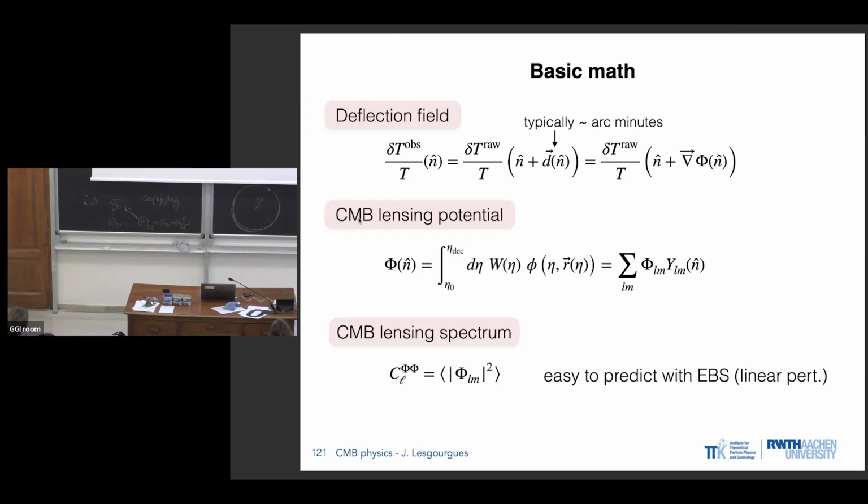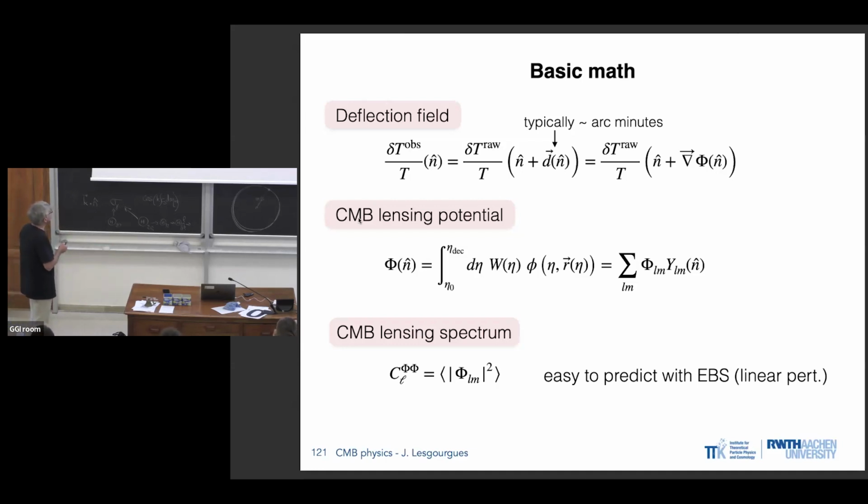Then there is again an argument, it's a bit like E and B modes, which says that if you are looking at leading order in perturbation theory and at the effect only of scalar modes, which are of course the most important ones, then you can write these deflection fields as a gradient on the sphere of a potential, which depends on direction. And you call this potential the CMB lensing potential.